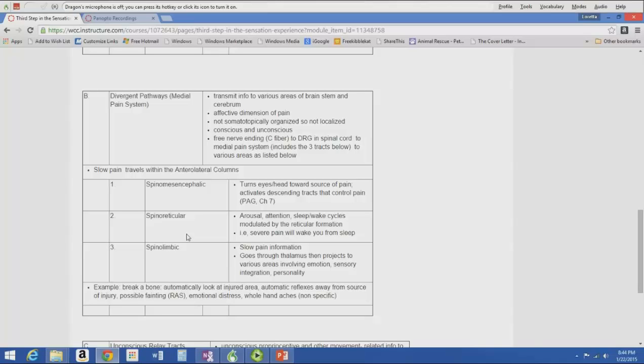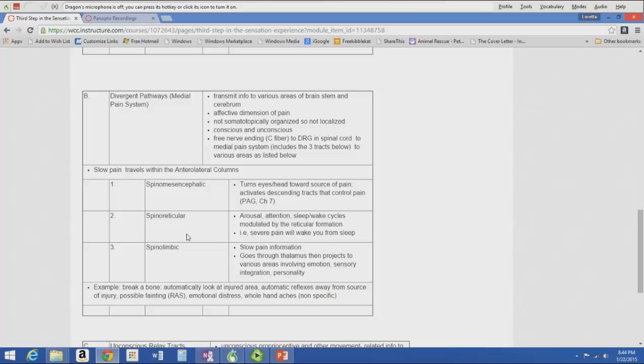Okay, so the second tract is the Spinoreticular Tract. So let's break that word down. Spino, you know, it comes from the spine. The reticular activating system, which we'll talk about in detail later on, is a very interesting system in the brain. It functions in arousal, attention, and sleep-wake cycles. That's why when you are in pain, it keeps you from sleeping, because you have those pain signals going up to your reticular formation, and it's keeping you aroused and attentive, and you can't sleep.